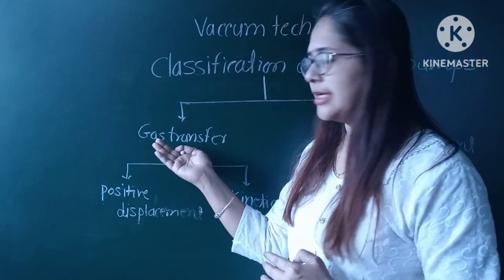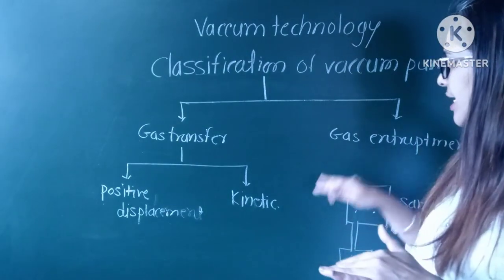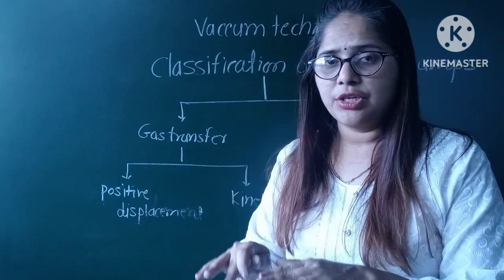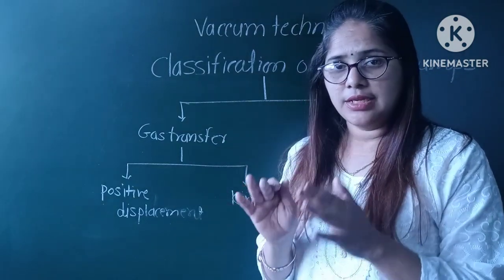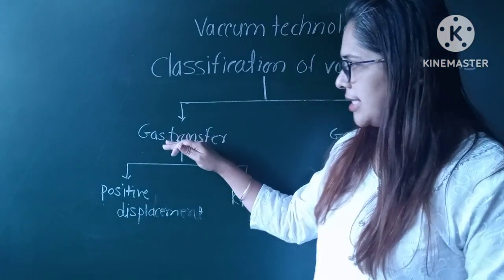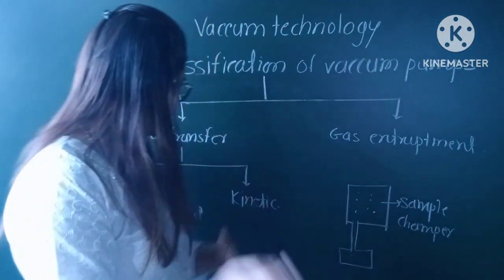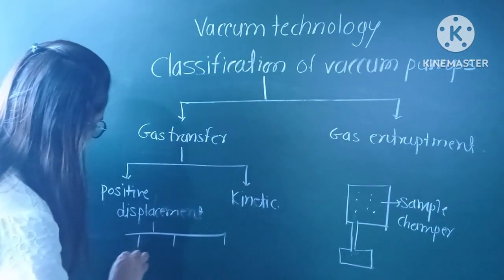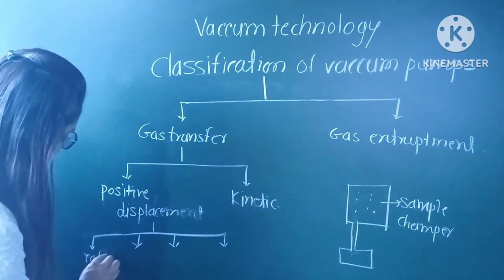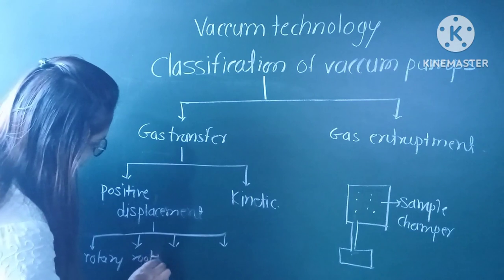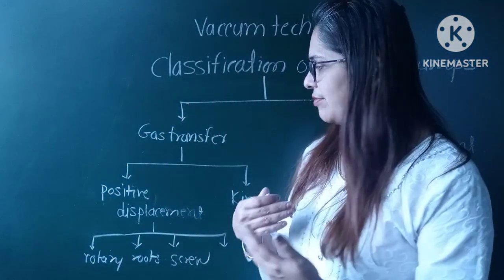In gas transfer vacuum pumps, we remove the air molecules mechanically from the sample chamber, whereas in gas entrapment, we capture the air molecules and absorb them inside the walls of the sample chamber itself. Gas transfer is again classified into positive displacement and kinetic. Positive displacement is mechanical removal, and there can be n number of ways to remove these gas molecules mechanically. We can use a rotary vane pump, a Roots pump, a screw pump and so on.